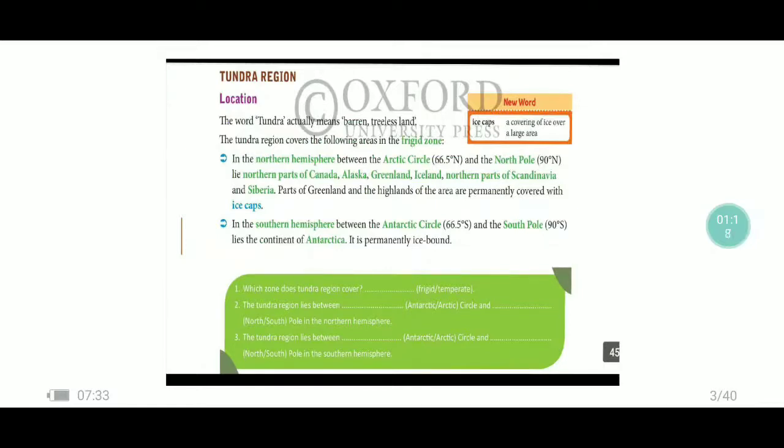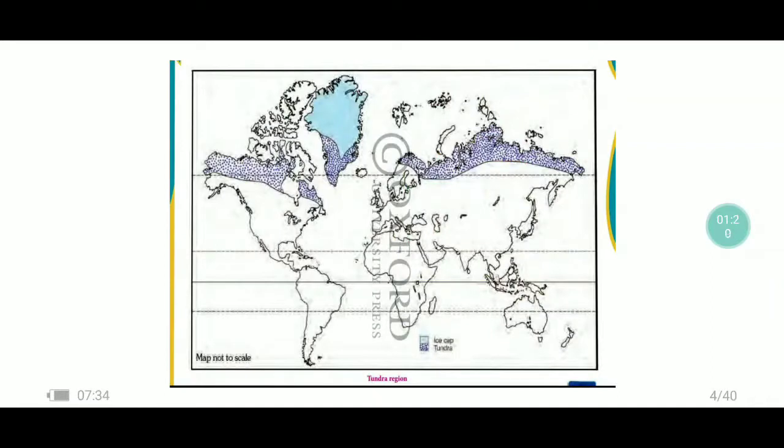Children, the word tundra means barren, the land where there are no trees. This region is found in the frigid zone in the northern hemisphere between the Arctic Circle and North Pole, and in the southern hemisphere between Antarctic Circle and South Pole.